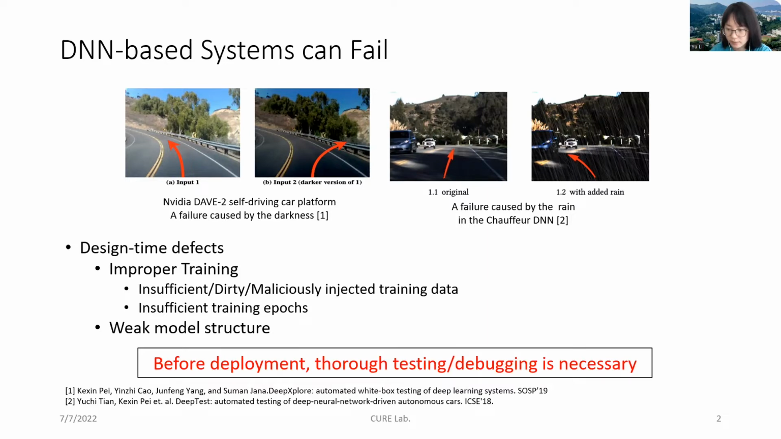One possible reason for these failures is design time defects. For instance, the training data can be insufficient, dirty, or maliciously modified. Insufficient training epochs can cause problems as well. Besides, the model used for training can be a weak model that does not have sufficient capacity to learn the task well. Therefore, before deployment, thorough testing and debugging is necessary to ensure functional correctness.